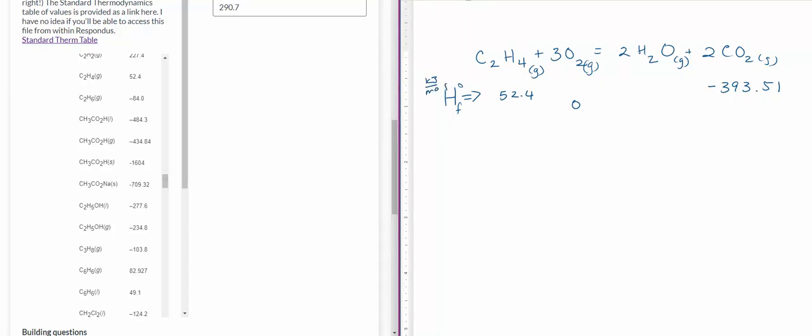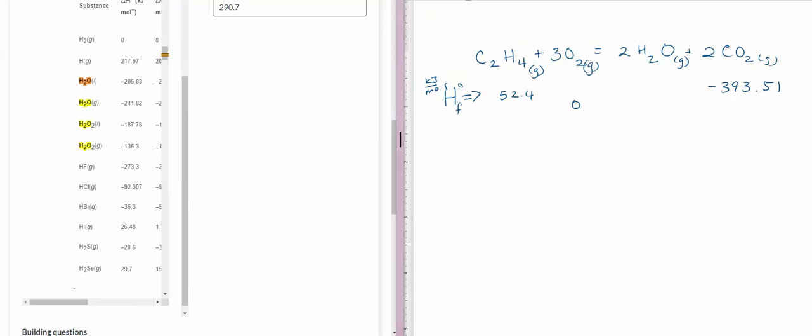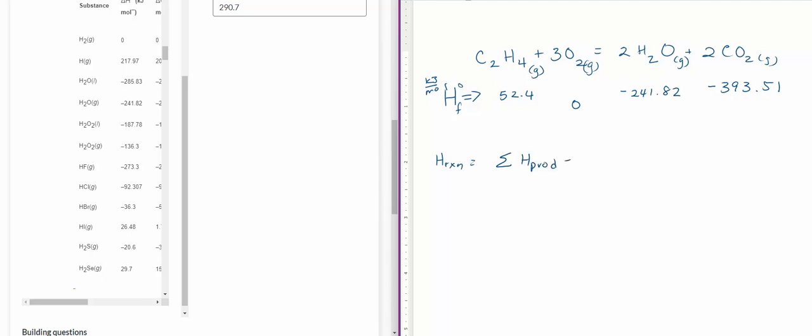And now I'm looking for water. It was faster to just search. Now I'm looking for gaseous water, so I need to make sure that I am using the correct phase: negative 241.82. Now the H of the reaction is going to be the sum of the H of the products minus the sum of the H of the reactants. And this is where we use our stoichiometry. So I'm going to be multiplying 2 times this value, and 2 times this value, and then they get added together.